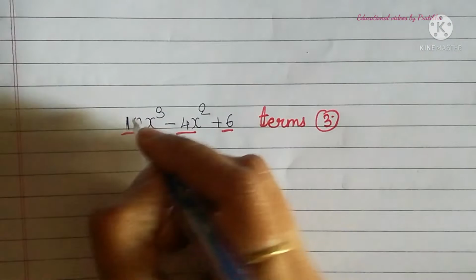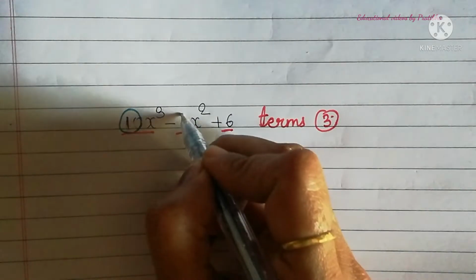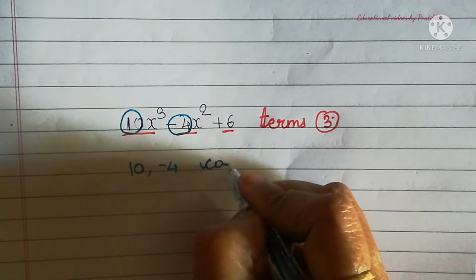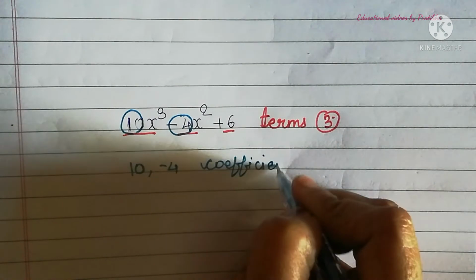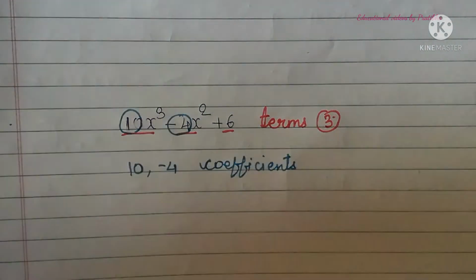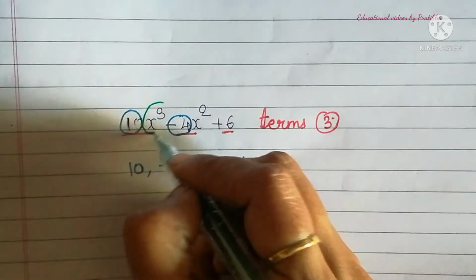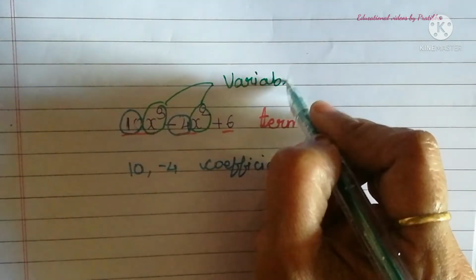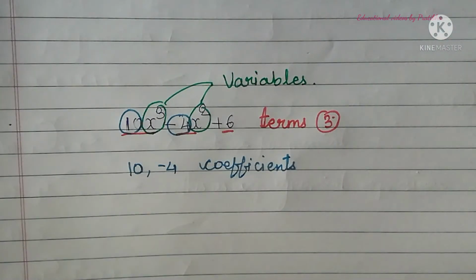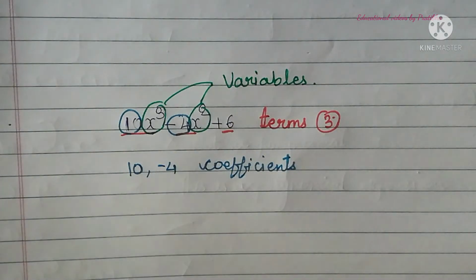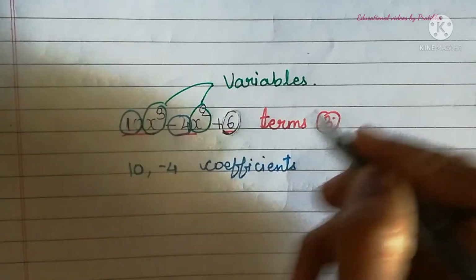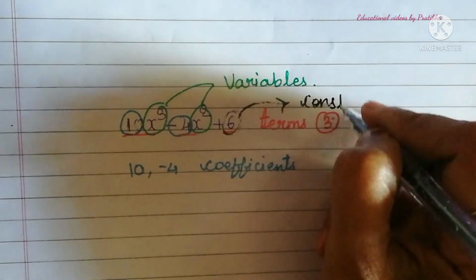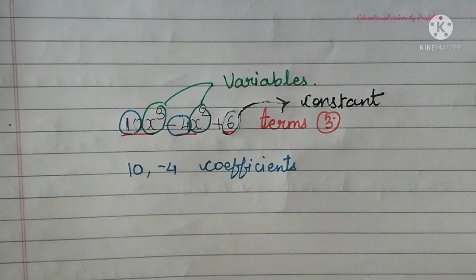Now after terms, let's see what is next, that is numbers. 10 and minus 4, these are the numbers attached to variables, so these will be called coefficients. Now 4 is a negative number, so we put a minus sign in front of it. So 10 and minus 4 are coefficients, and x cube and x square are the variables, and plus 6 is only a number, it's not attached with a variable. When only a number is given, it is called a constant. So 6 is the constant.